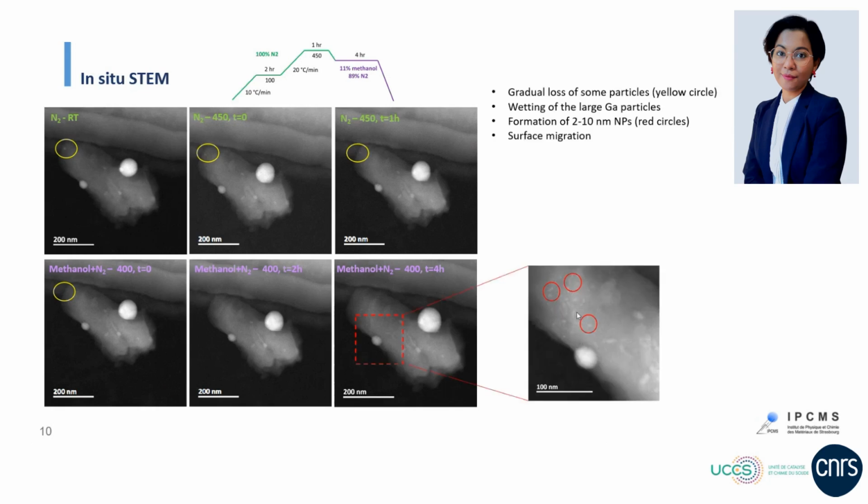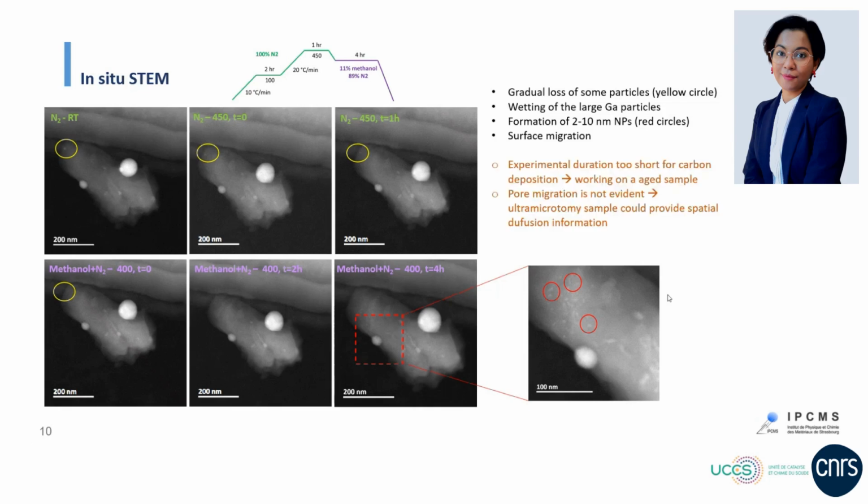see some migration. And if you look here, after about 4 hours, we see some formation and migration of smaller gallium nanoparticles made up of 2 to 10 nanometers. And this is carrying out surface migration. However, as a first study, it was quite interesting to be able to use methanol vapor.